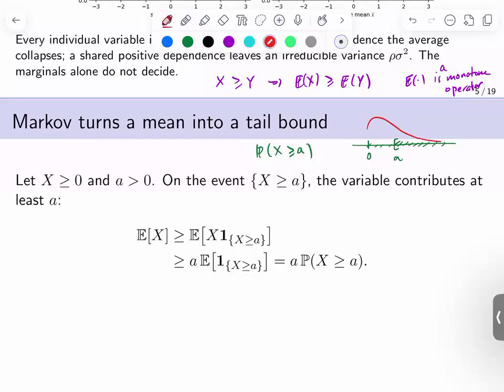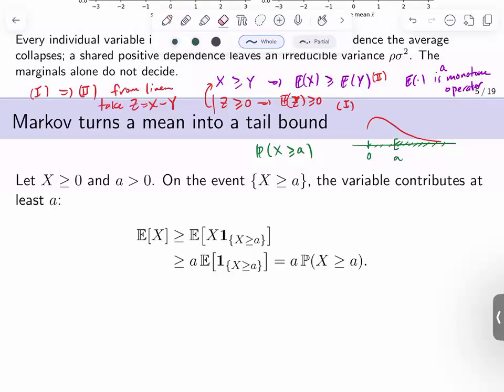And this follows just from the fact that if you have a z which is non-negative, then the expectation has to be non-negative. Let's call this 1 and call this 2. 1 implies 2 from linearity: take z to be x minus y, and then use linearity. So the monotonicity is really this property.